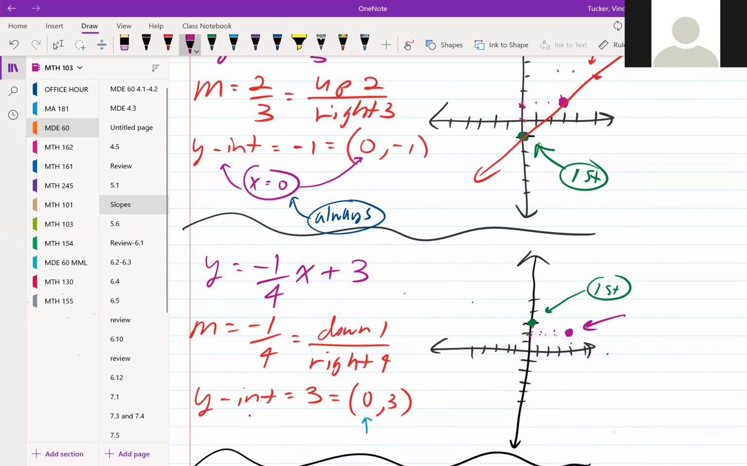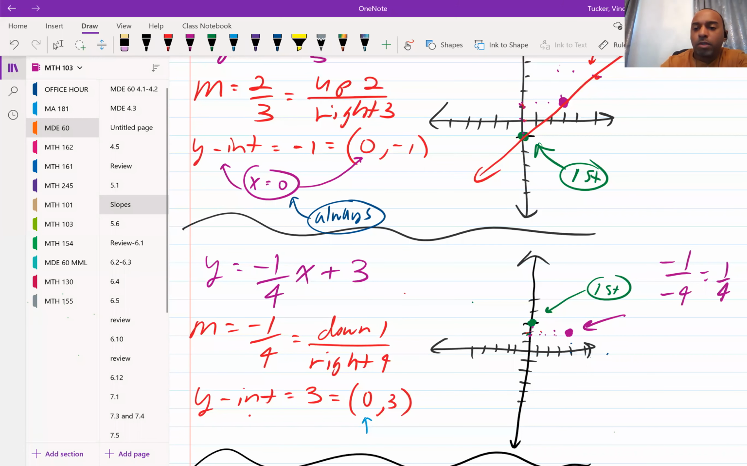Mr. Tucker. Yep. Is there any instance where it's going to be a double negative, like -1, -4? You know what I'm saying? No, it wouldn't, because negative over negative is written more simply as positive 1/4. So you would get positive 1/4. Mm-hmm. So you wouldn't get that. All right. So then go ahead and draw the line, and that's your line.